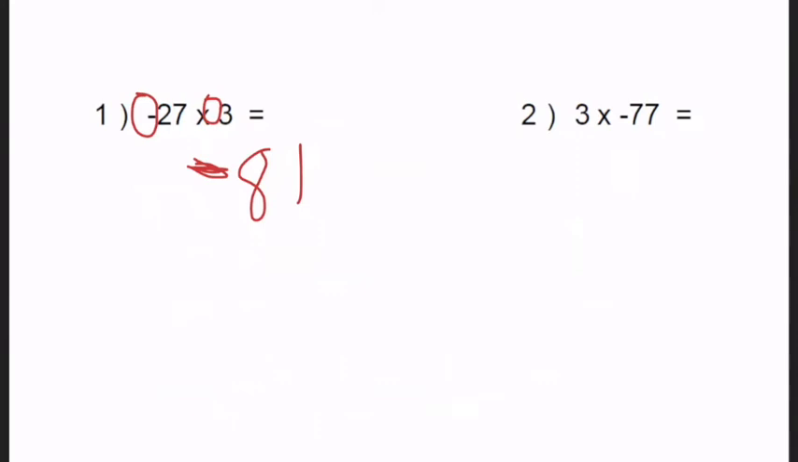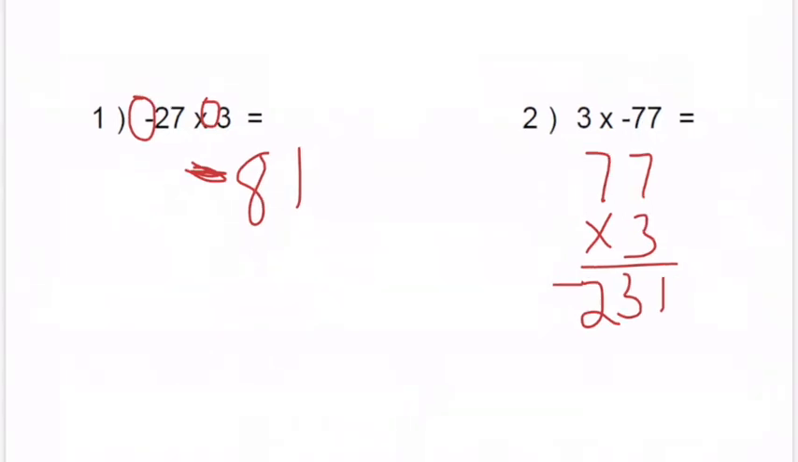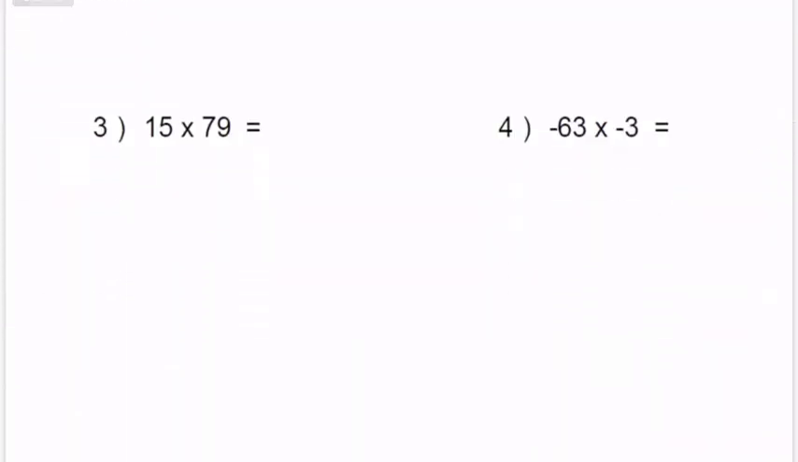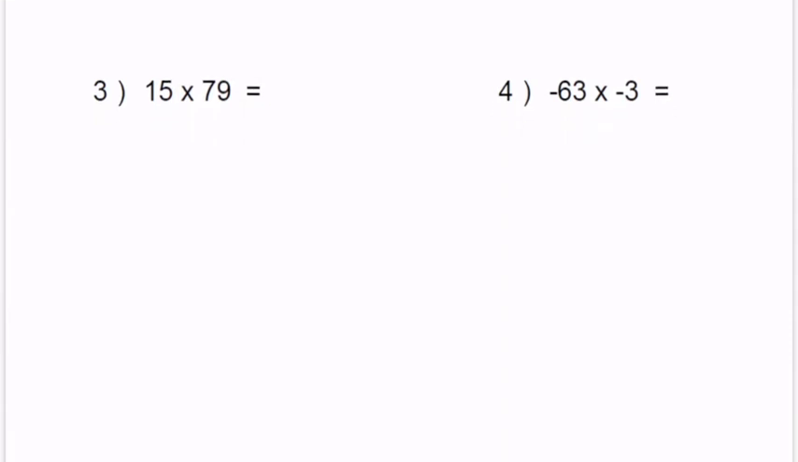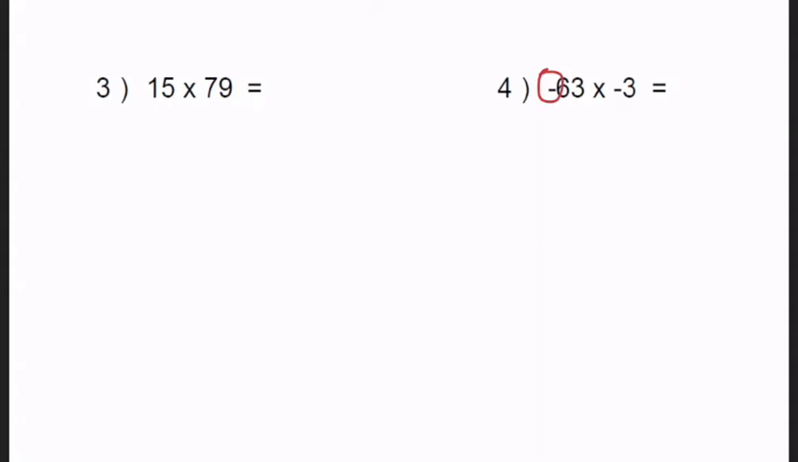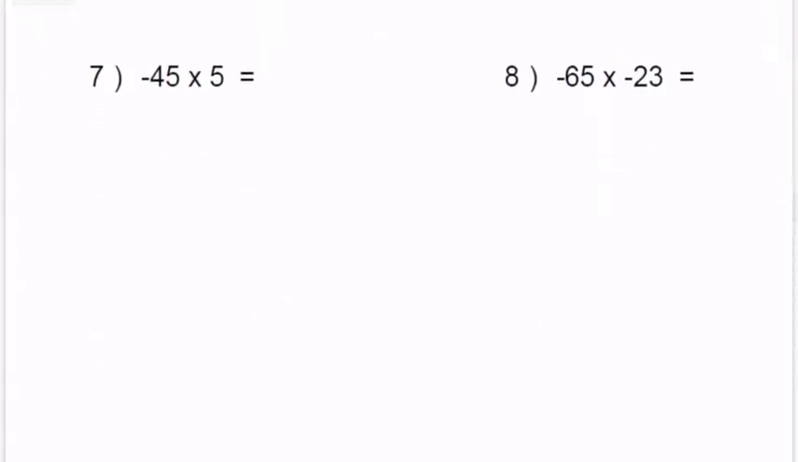The next one over here will be 77 times 3. You just multiply it out. So I'm going to get 231, and you have a positive and a negative, so it's going to be negative. Okay, let's do a couple more. We're going to skip number 3. Okay, number 4. Now if you look, I have a negative and a negative. That answer will be positive then. So 63 times 3 is 189, and it's positive because you have 2 negatives. Try both of those. Pause it when you're ready, and then hit play.